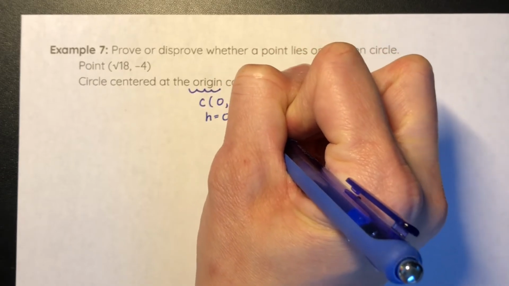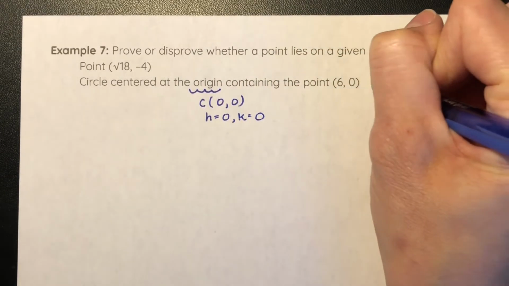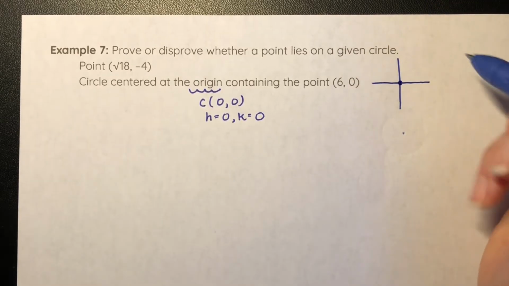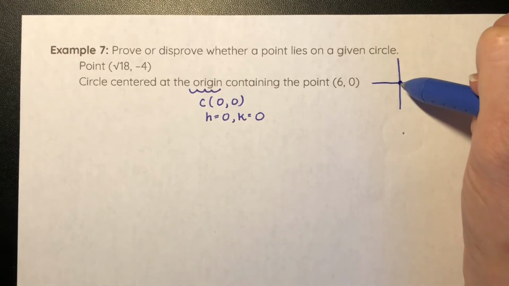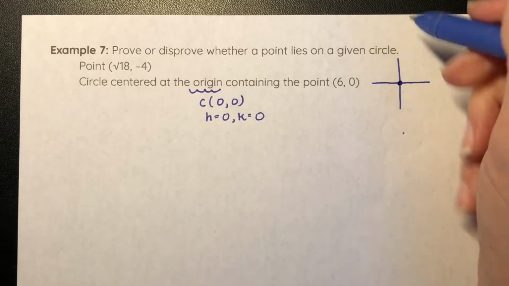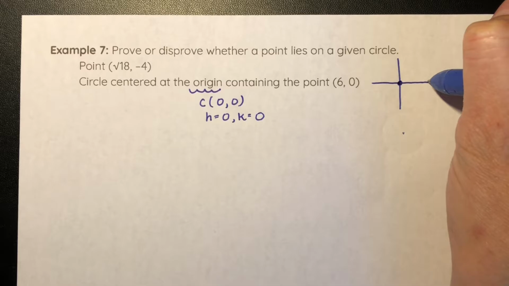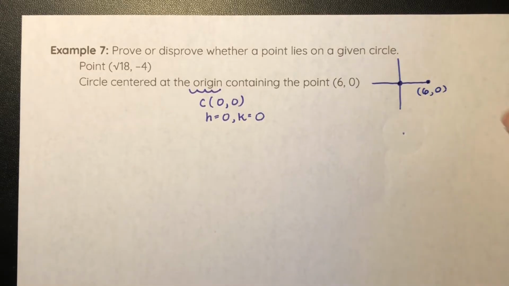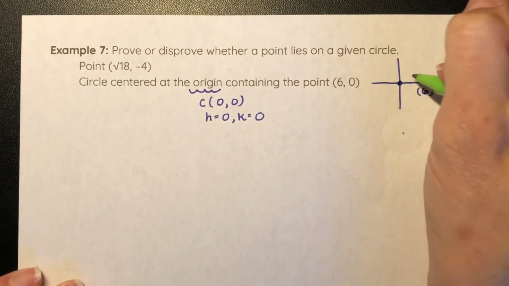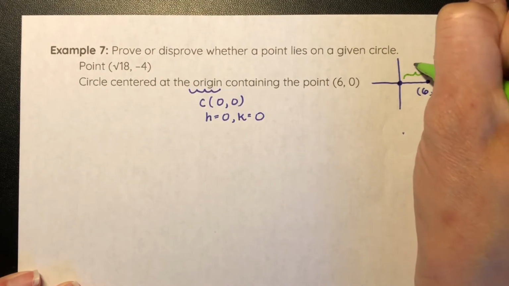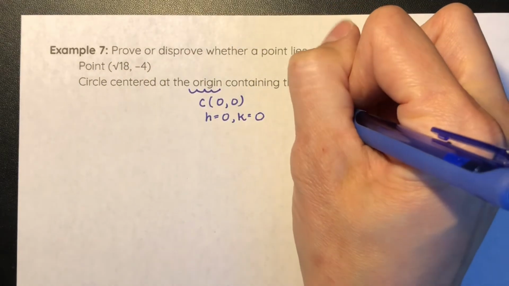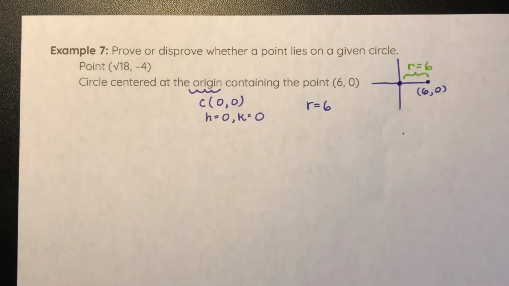And then I can tell my radius is going to actually be 6 units. Remember, I know that because I have my center at 0, 0, and then I go out 6 units to get to this point 6, 0. Remember that radius is how far away every point is from the center. So I can tell that R, or my radius, will be 6 units. So R equals 6.